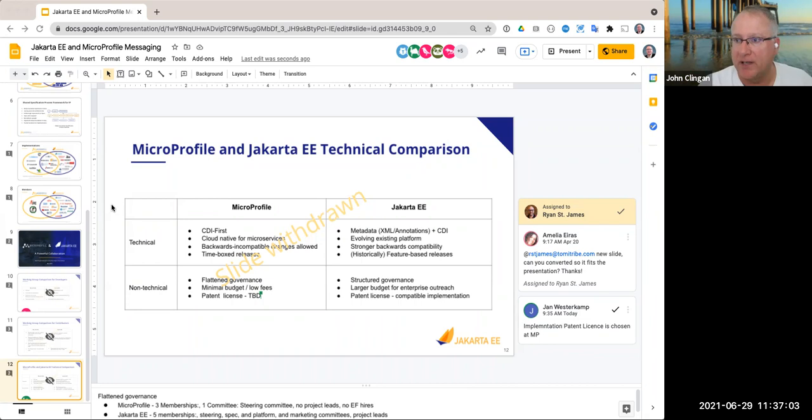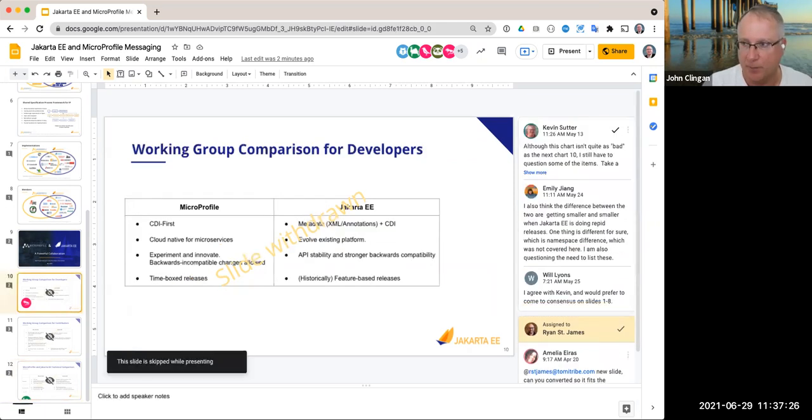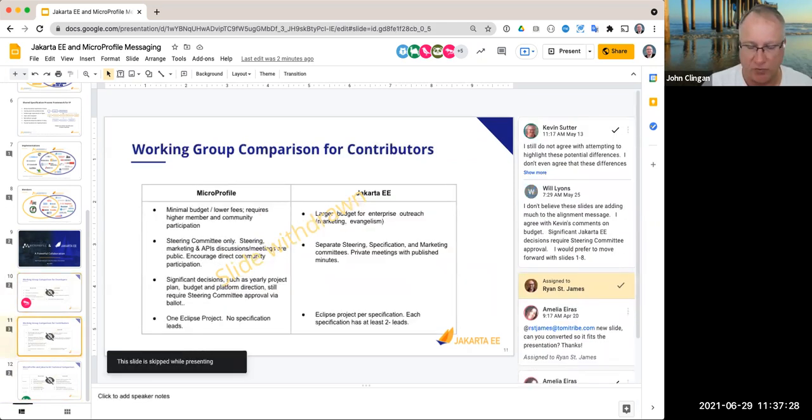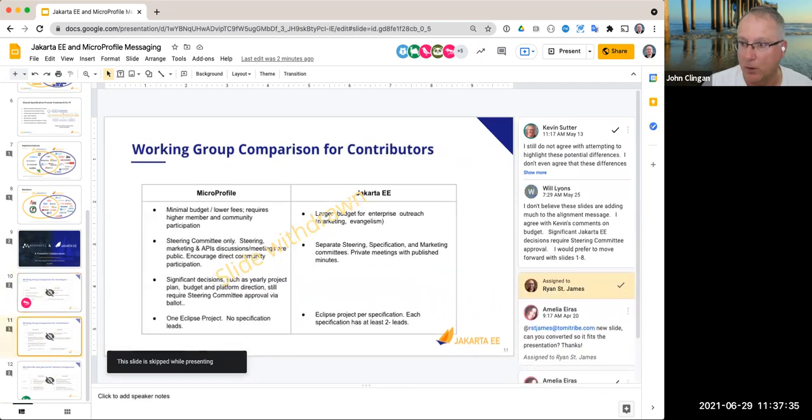I will note that we did start out with a single slide. I don't know if that slide is still in there. I think it's this bottom slide. Scott and I took a crack at the first slide, and there was pushback saying, let's split it up between the differences if you're an end user developer and the differences if you want to join the working group. That's how we ended up with the comparison for developers and the comparison for contributors, those that want to join the working group. So these really are the two slides that we're currently at.